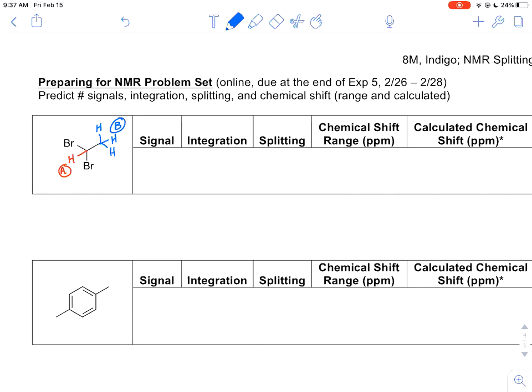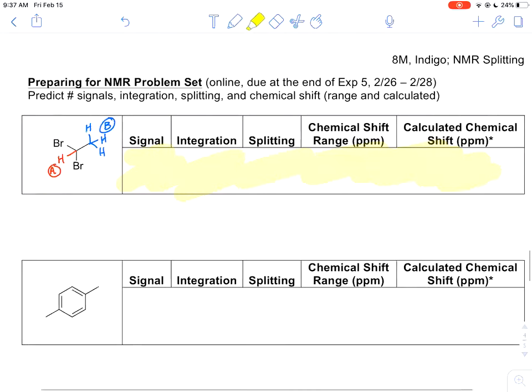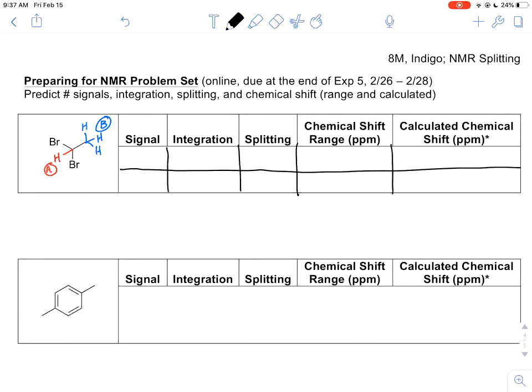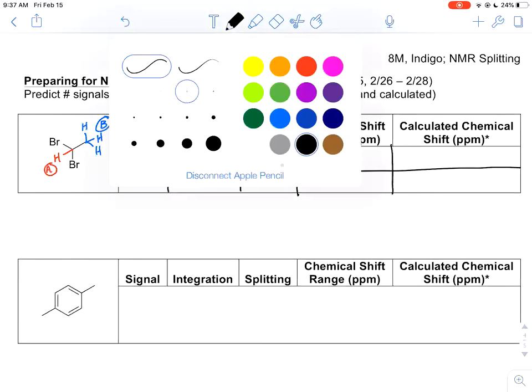Now, the way I have this table set up for you, and there are tables like this in the worksheet that are already given, but notice that there's only one big block. You need to split it into the number of rows that are indicative of how many types of protons or how many signals there's going to be. So since we have two, I'm going to draw just a line halfway through, and then I'm going to have columns for each one of these. Okay, so we're going to start with signal A.